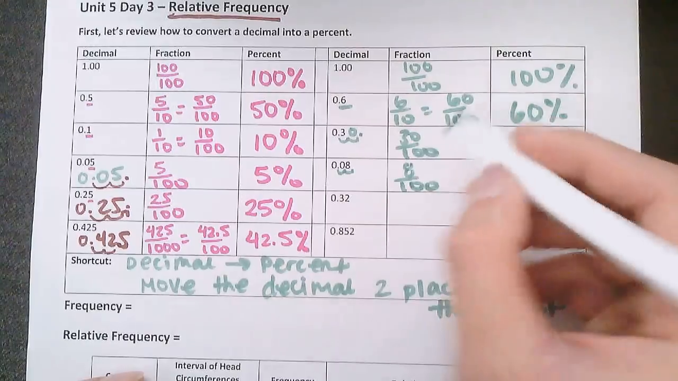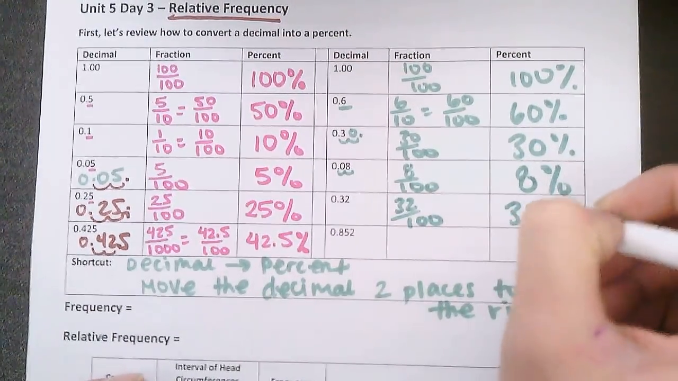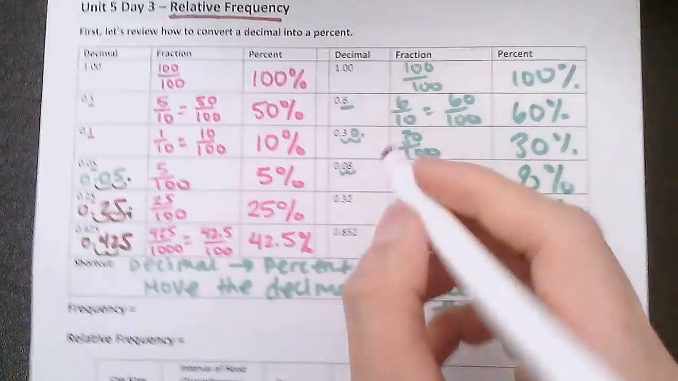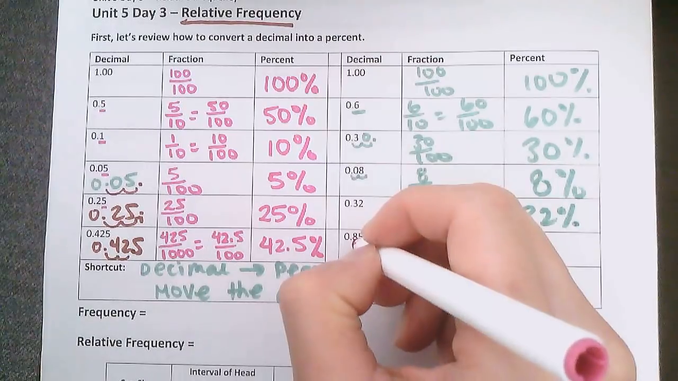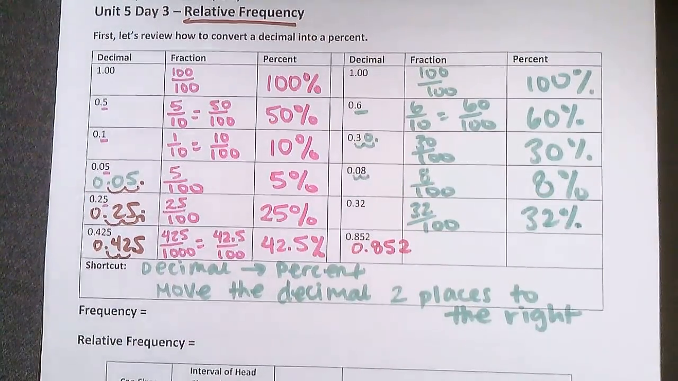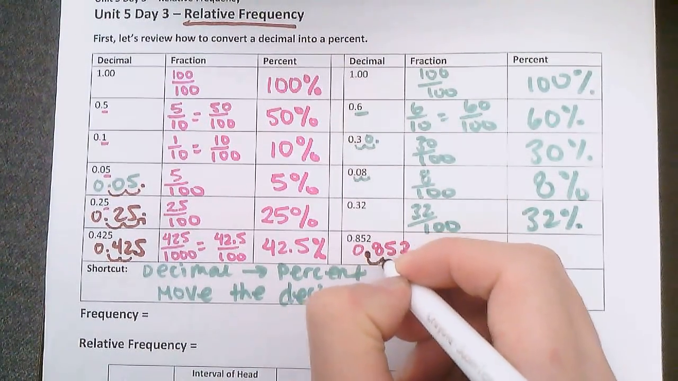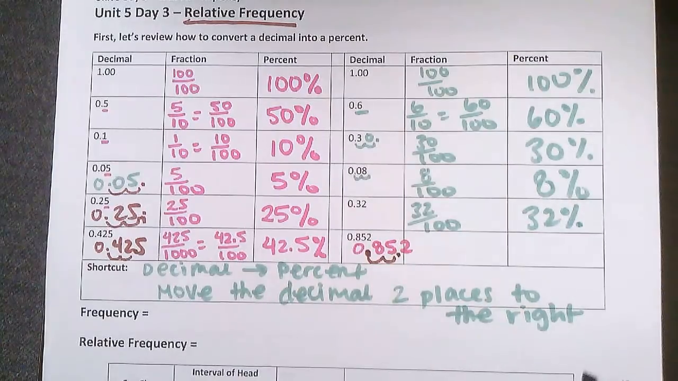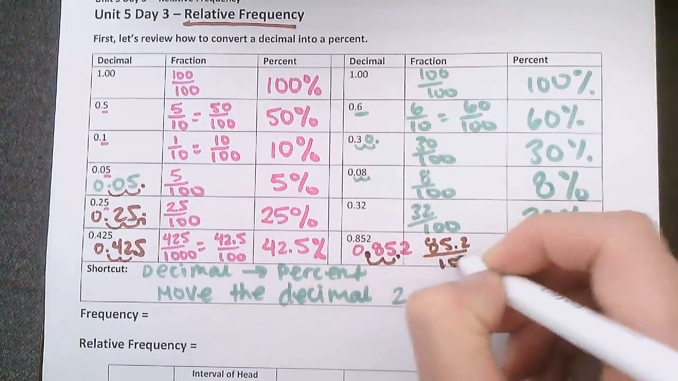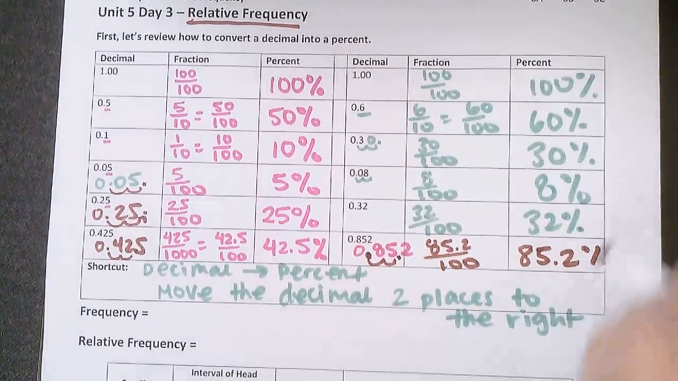0.32 or 32 hundredths is 32 out of 100, so it's 32%. And for the last one, 0.852, this is when it's easiest just to use the shortcut trick. If you took this decimal right here and moved it 2 spaces to the right and put it right there, that would be 85.2 out of 100, or 85.2%.